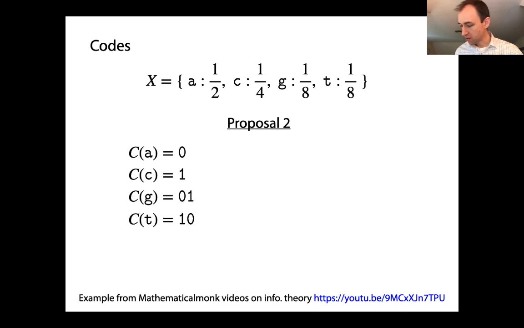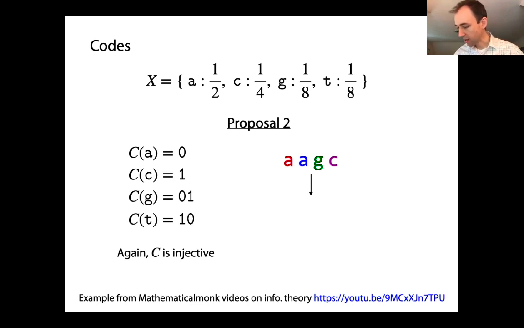All right. So I've got the code for A is 0, code for C is 1, code for G is 0, 1, code for T is 1, 0. Does the function C still give a distinct code for each symbol in the alphabet? Yes. Again, it does have that property. Now let's keep looking at it. Let's see if we can use it to encode this string.